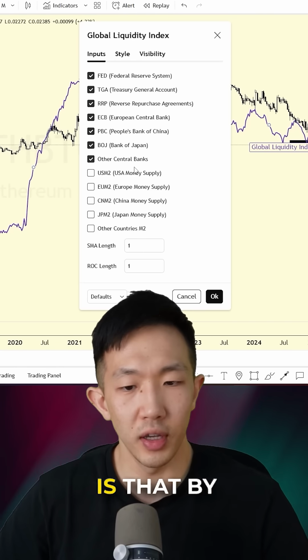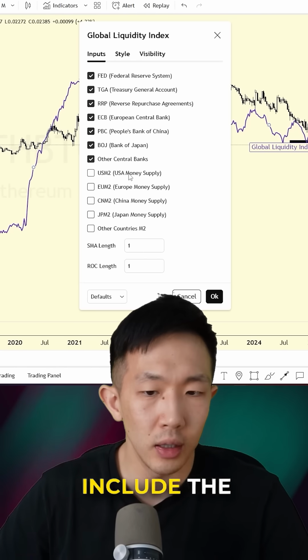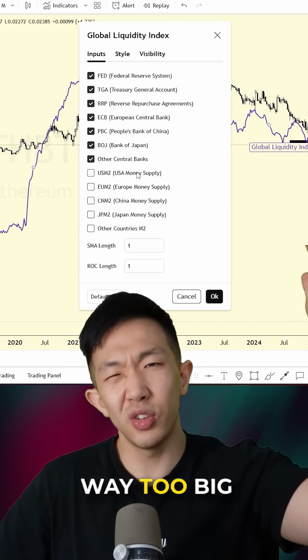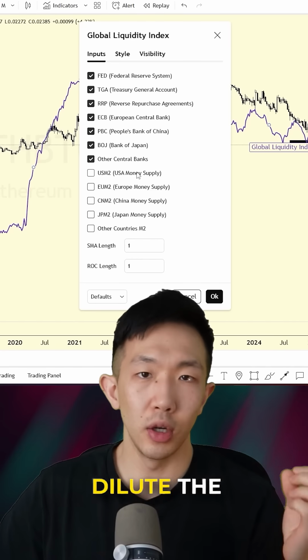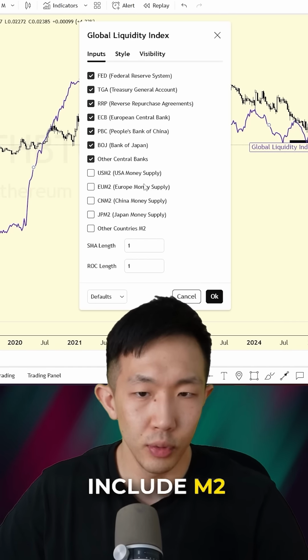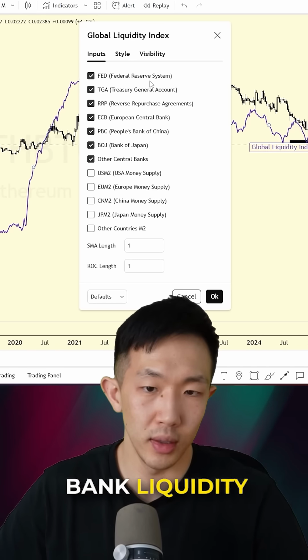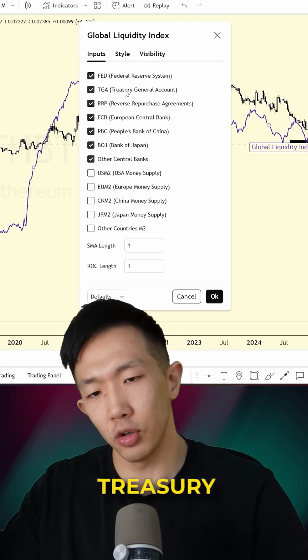But what's very interesting is that by default, you should not include the money stock, because the money stock is way too big and always expanding because the money printer is always on, and that will actually dilute the signal. So you don't want to include M2. Instead, you want to focus on central bank liquidity and US Treasury liquidity, such as the Treasury General Account and the reverse repo facility.